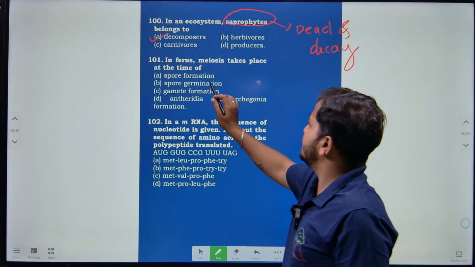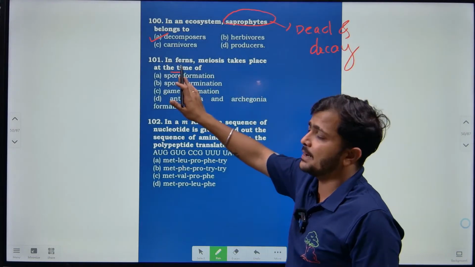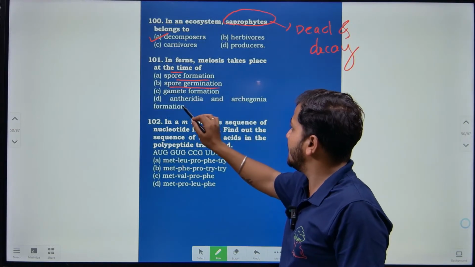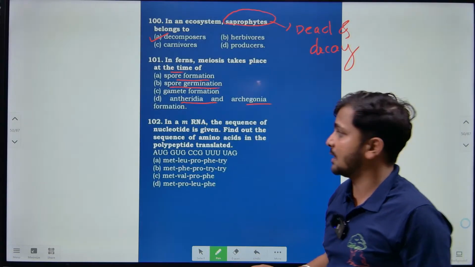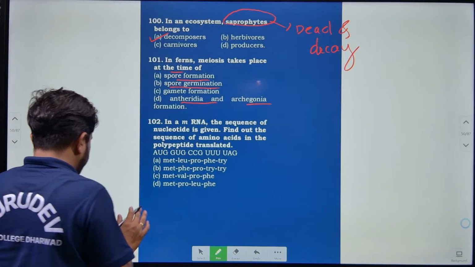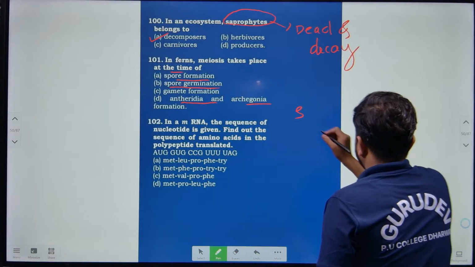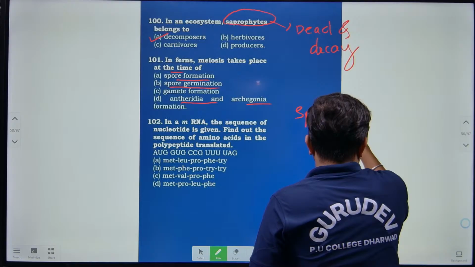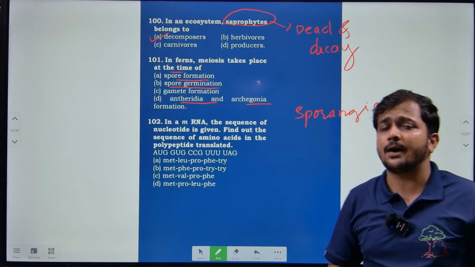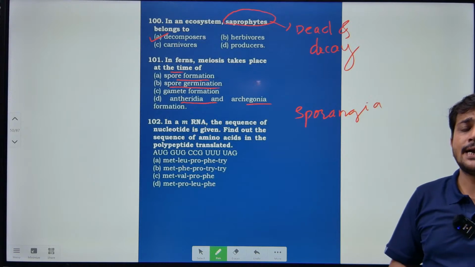Then, in ferns, meiosis takes place at the time of spore formation, spore germination, gamete formation, or antheridia and archegonia formation? In ferns, diploid spore mother cells are present in the sporangia, which divide meiotically to form haploid spores.